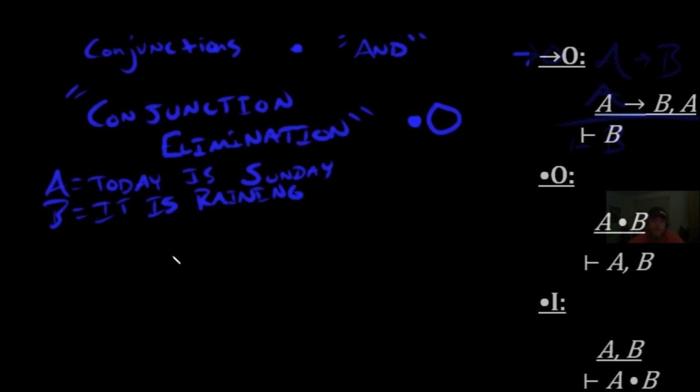Here's the way conjunction elimination works. It says you've got this. So here's your assumption: you've got A dot B, or whatever conjunction we've got. We'll say we have that as an assumption. You've got this.